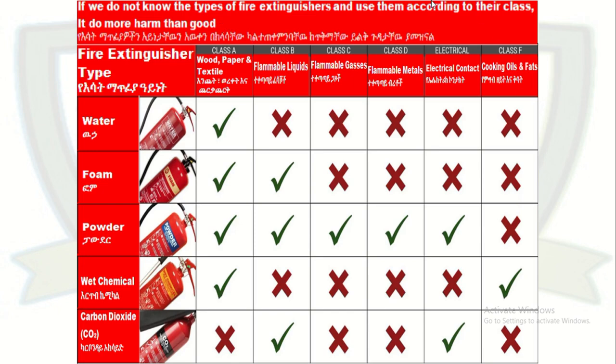Please note that this is important: fire extinguisher. Types of this: water type, foam, powder, with chemical, carbon dioxide. In this table, the rows or columns, as you can see here, are class A, class B, class C, class D, electrical, class F.